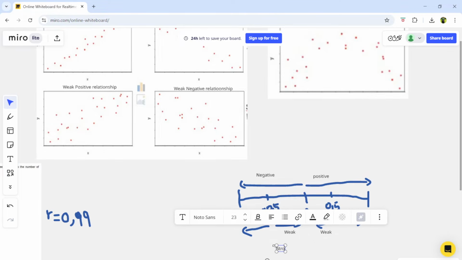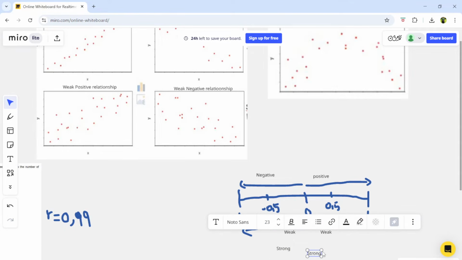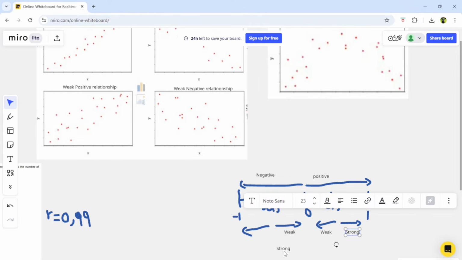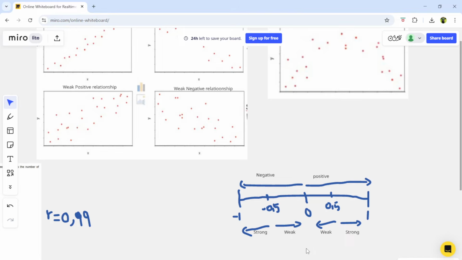I'm going to write strong, and I'm going to put this one here, and I'm going to put this one here. Okay. So now, basically, these are the properties of the correlation coefficient, which is known as the small letter r. So in simple terms, the correlation coefficient ranges between -1 and +1.